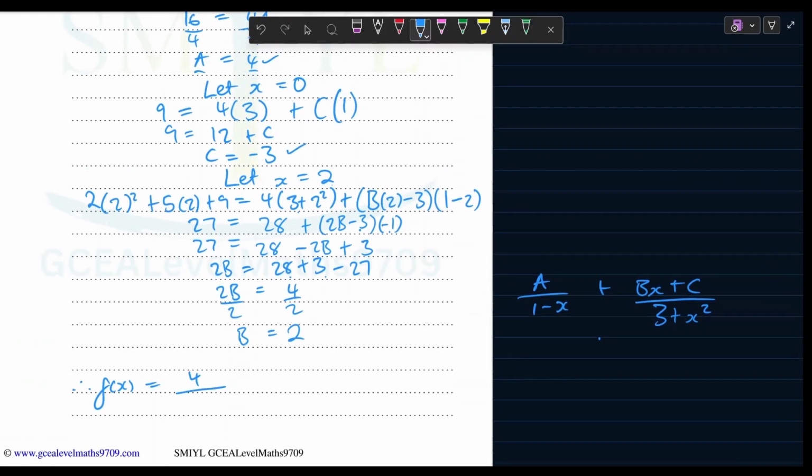So 4 over 1 minus x, plus b is 2, so 2x, c is negative 3, so 2x minus 3 over 3 plus x squared. This is our f of x in its partial fractions.